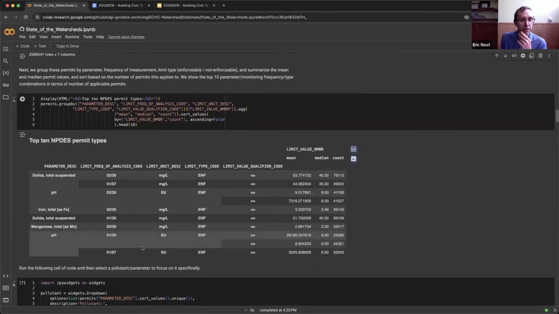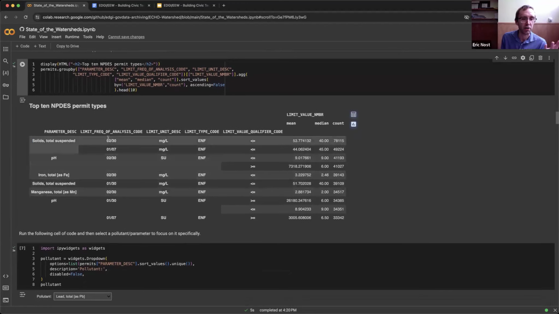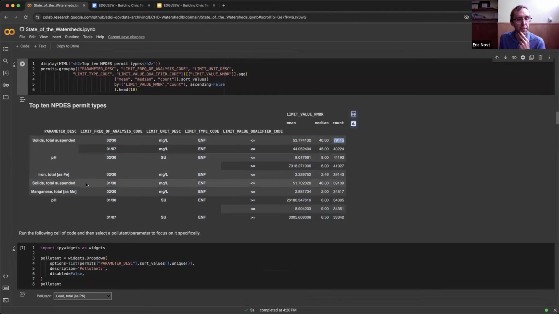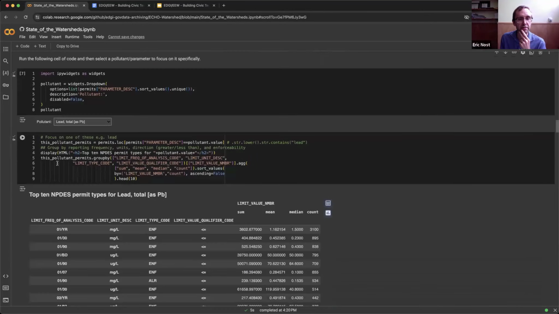So here we just summarize what this looks like across the country. You know, what are the biggest permits for? And it's for total suspended solids. You're monitoring that twice a month or once a week. And these are some of the mean and median values, but we have 78,000 permits for total suspended solids across the country. We might want to zoom in not just on these top 10, but for any specific substance.